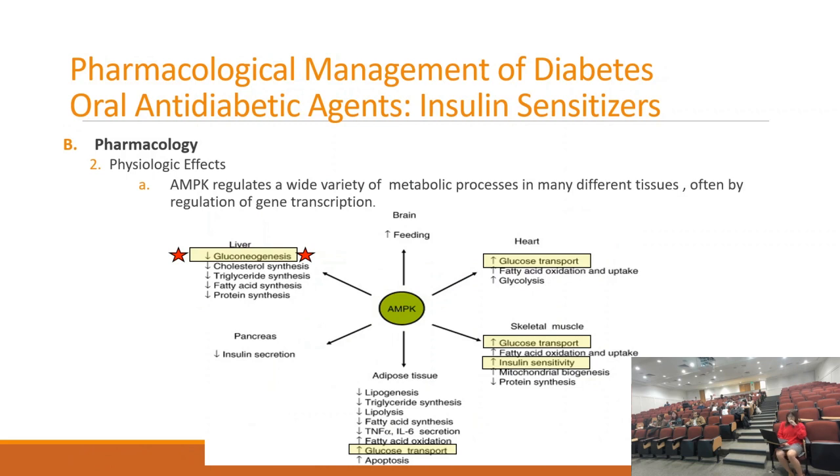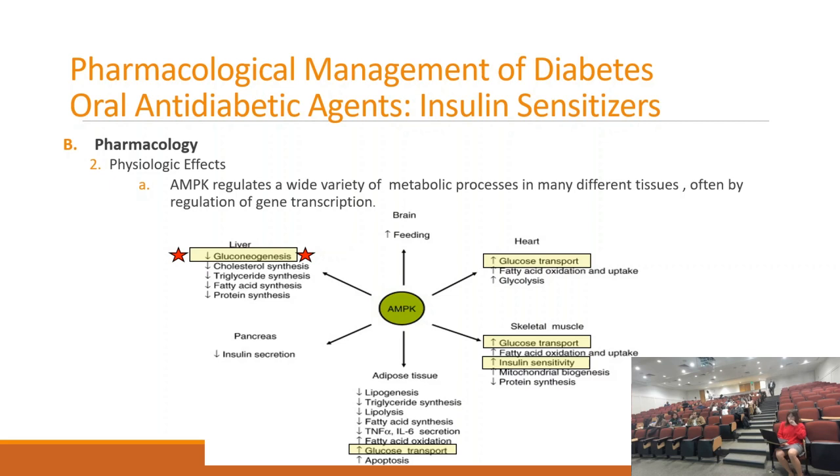In the heart, we get an increase in glucose transport into cardiac myocytes, we get an increase in fatty acid oxidation and uptake and an increase in glycolysis. So again, all of those associated with AMPK activation in the heart. Glucose muscle. Here it is right here, an increase in glucose transport. What I just showed you on the previous slide. An increase in insulin sensitivity. It also causes that.